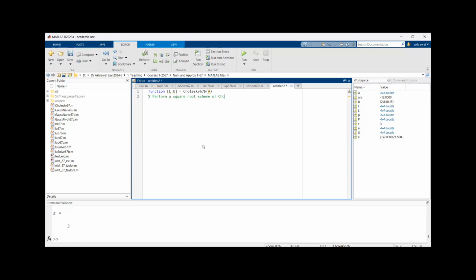Of Cholesky for symmetric positive definite matrix A. SPD, symmetric positive definite matrix A, is going to return L, lower triangular matrix, and L is actually the transpose of U. U is the upper triangular matrix that we will compute.